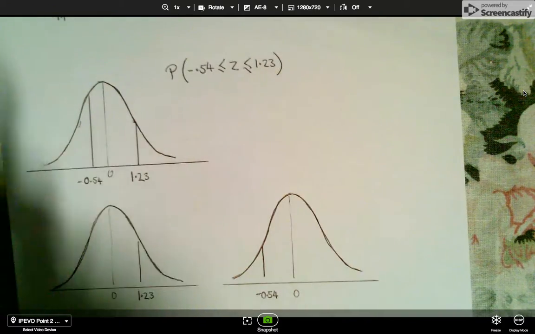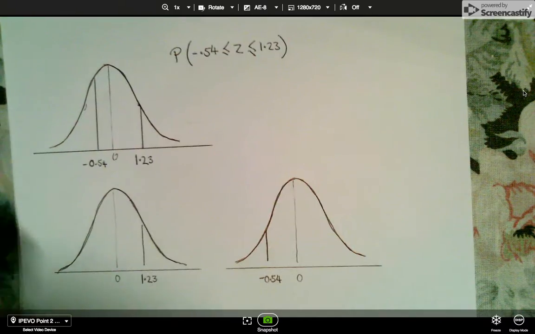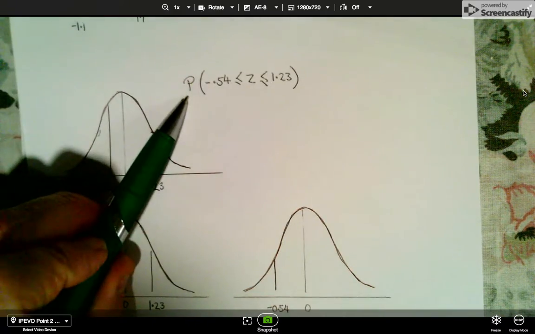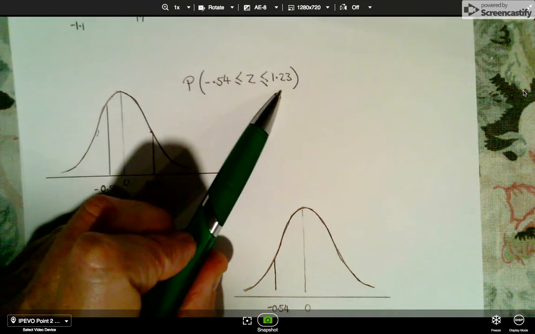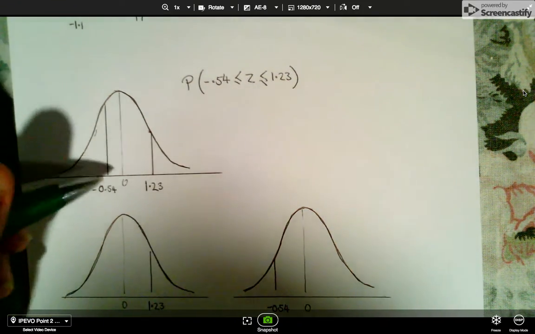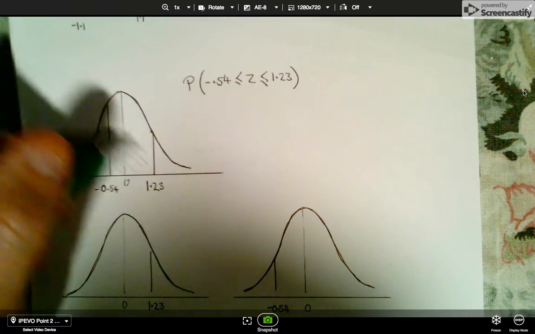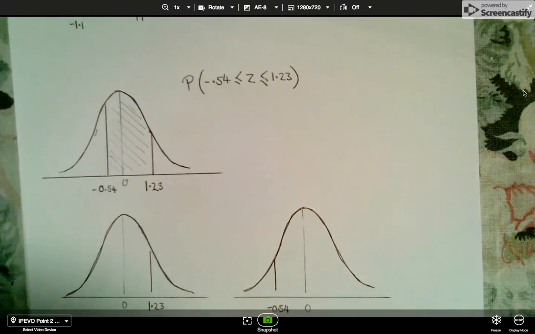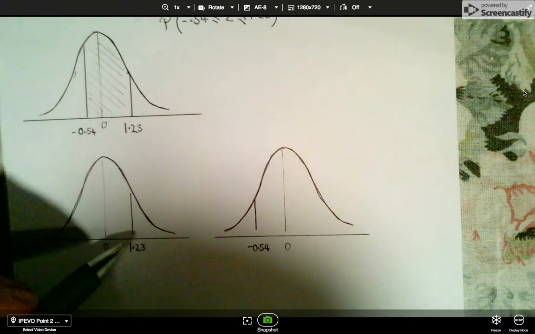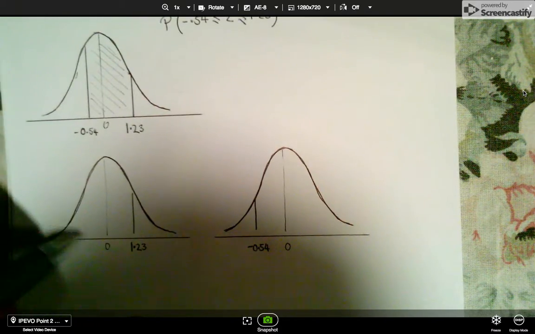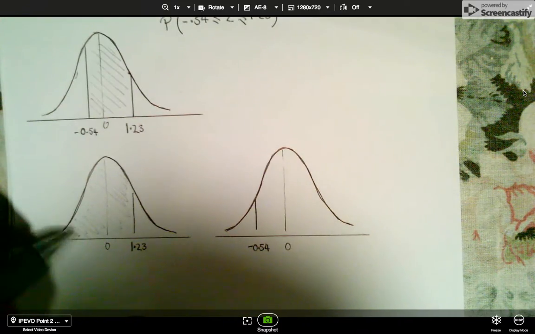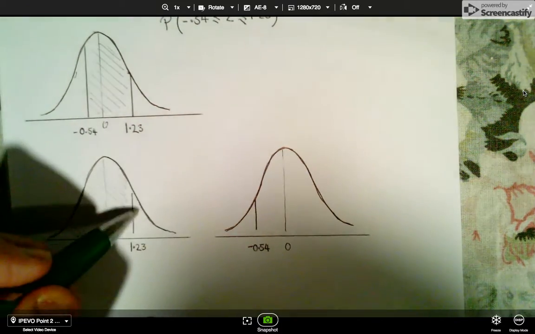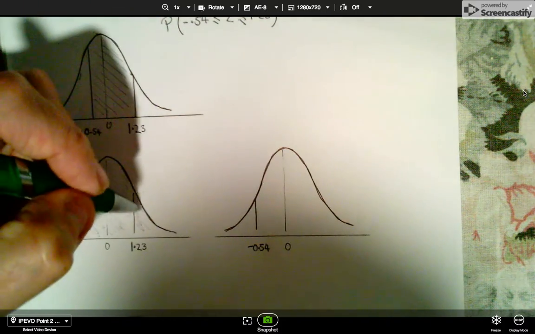The next thing Alan did was look at this situation. We want the probability that Z is between -0.54 and 1.23. So on our little diagram here, it is this area here that we're after. So I'm going to break this up into lots of little parts. First, let's find this whole area. How do we do that? Well, the table gives us this part. So let's find out what this part is.